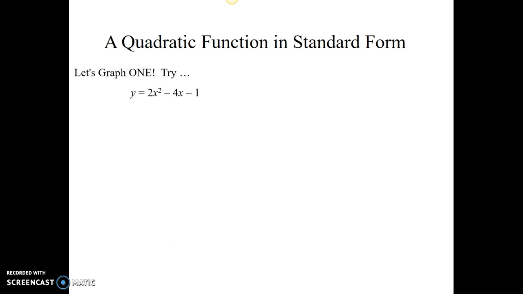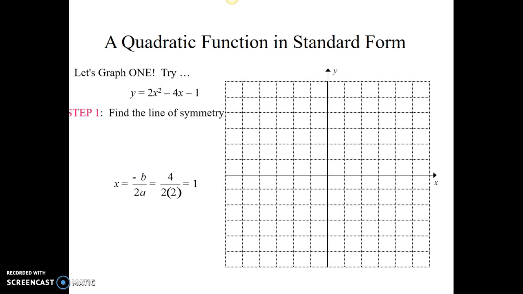Okay, let's try one. So step 1 is to find the line of symmetry. Here I've substituted my values for b and a into the equation, and I find that x equals 1. So that means that I have a vertical line at x equals 1.